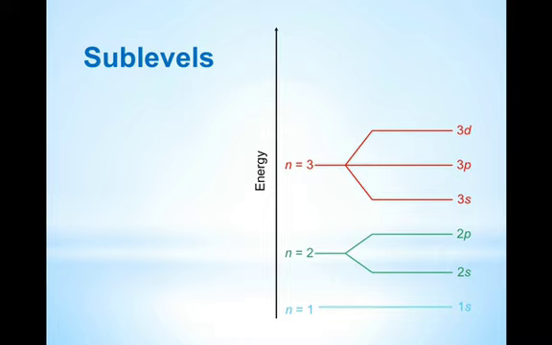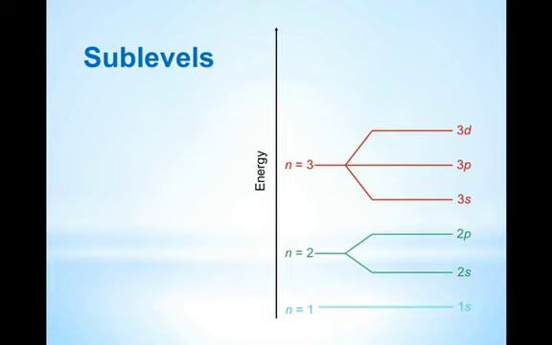After the second energy level is filled, electrons will enter the third energy level. The third energy level is made up of three sublevels: 3s, 3p, and 3d. The 3s sublevel will be filled with electrons before the 3p sublevel, and the 3p sublevel will be filled with electrons before the 3d. But be careful, because look at what happens next.